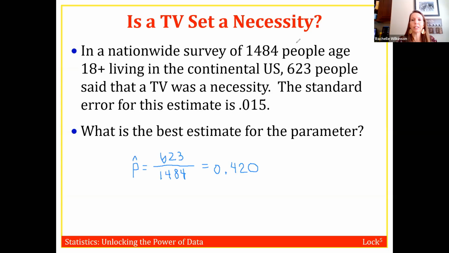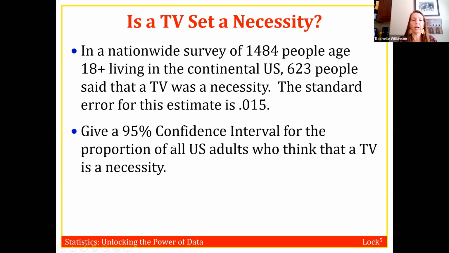Now let's talk about the confidence interval. We want to give a 95% confidence interval for the proportion of US adults who think that TV is a necessity. What did they give me in the problem that's going to help me come up with my confidence interval? Perfect, they gave me the standard error, and they told me it's 0.015. If I want to get from the standard error to the margin of error, I'm going to have to multiply by 2.